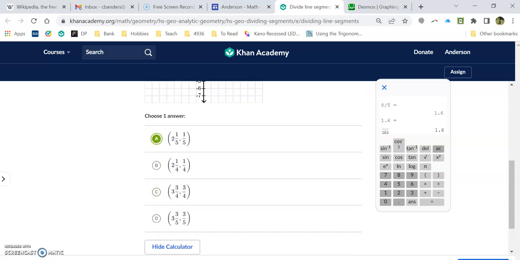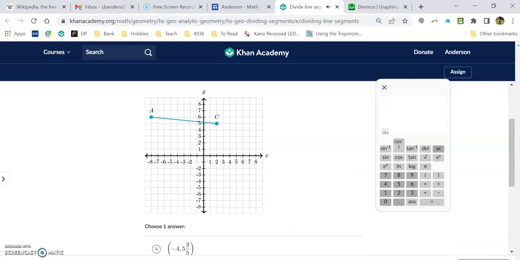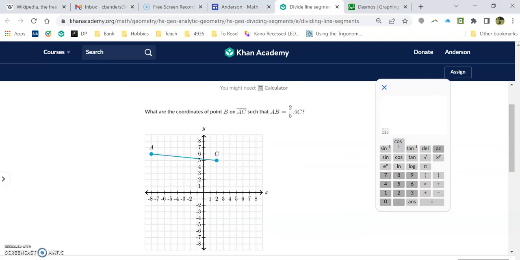And that is A. 2 and 1/5. 1/5 is the same thing as 0.2. 1 divided by 5 is 0.2. Let's see here. Okay. A to C. Okay, there's a fraction here. Let's snip this.